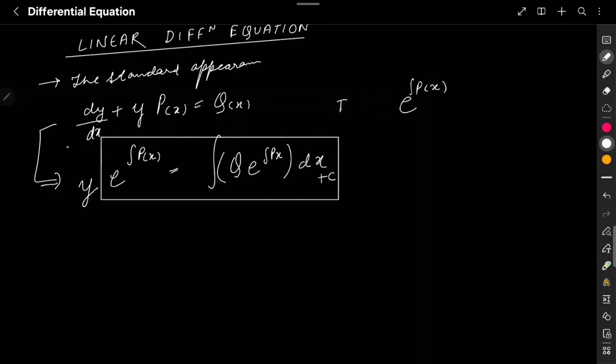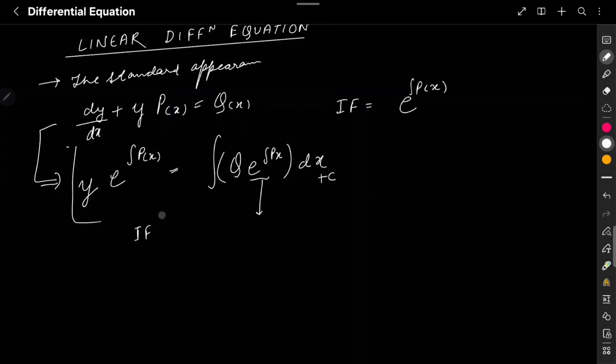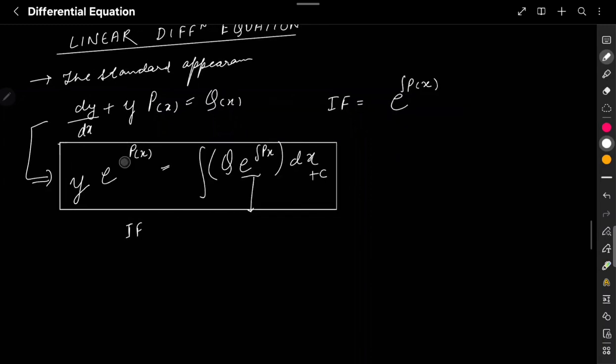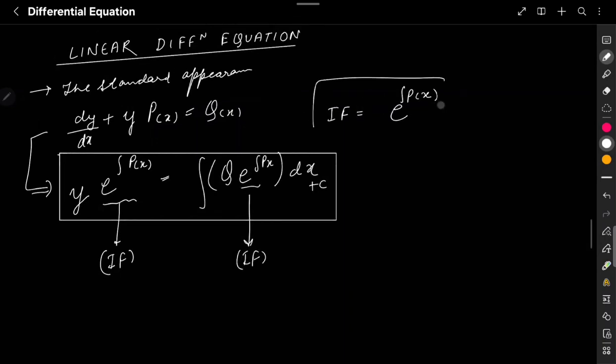This is called the integrating factor. This whole term, e to the power integration of p of x, is the integrating factor, and similarly here also we have the integrating factor. So this is called the integrating factor.